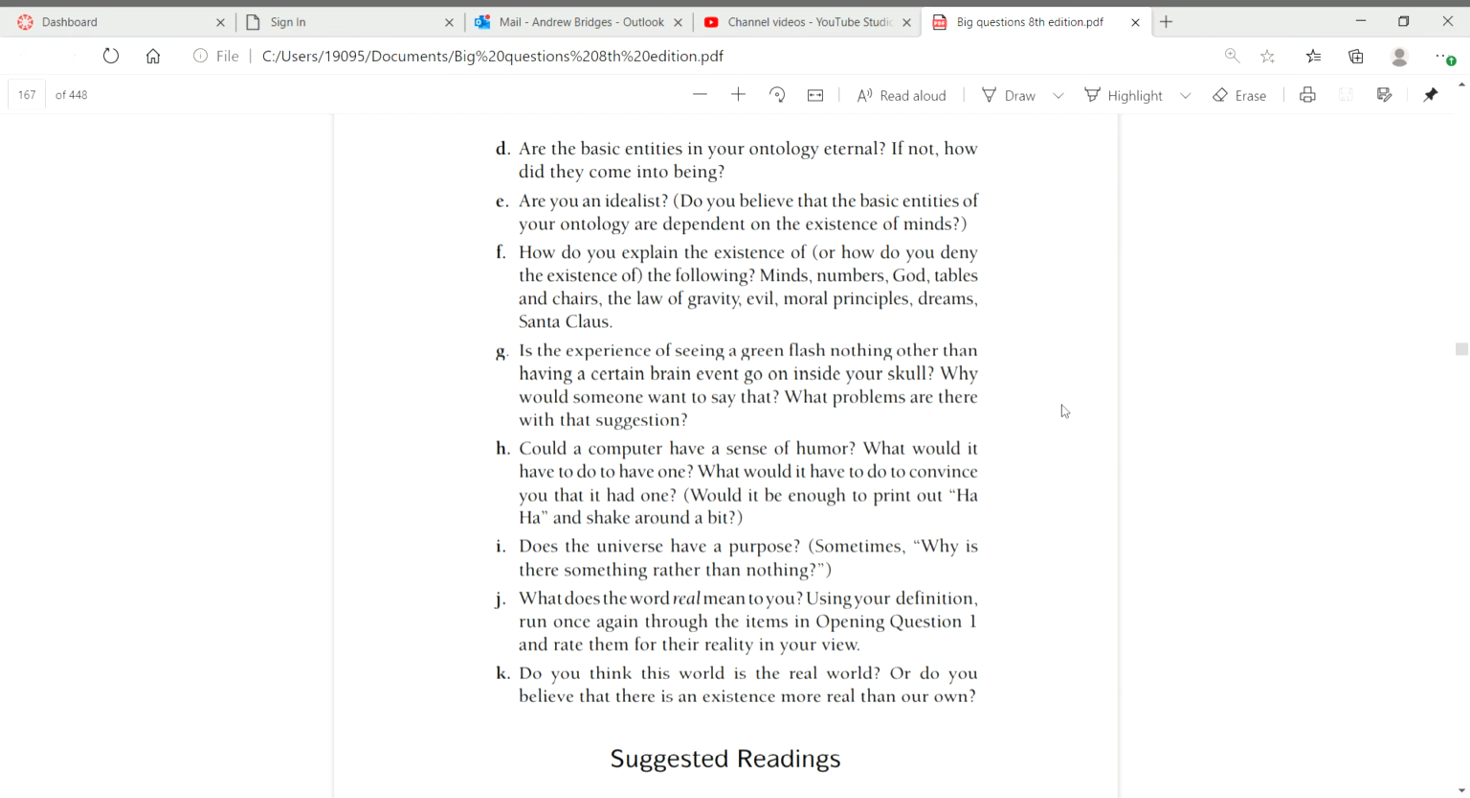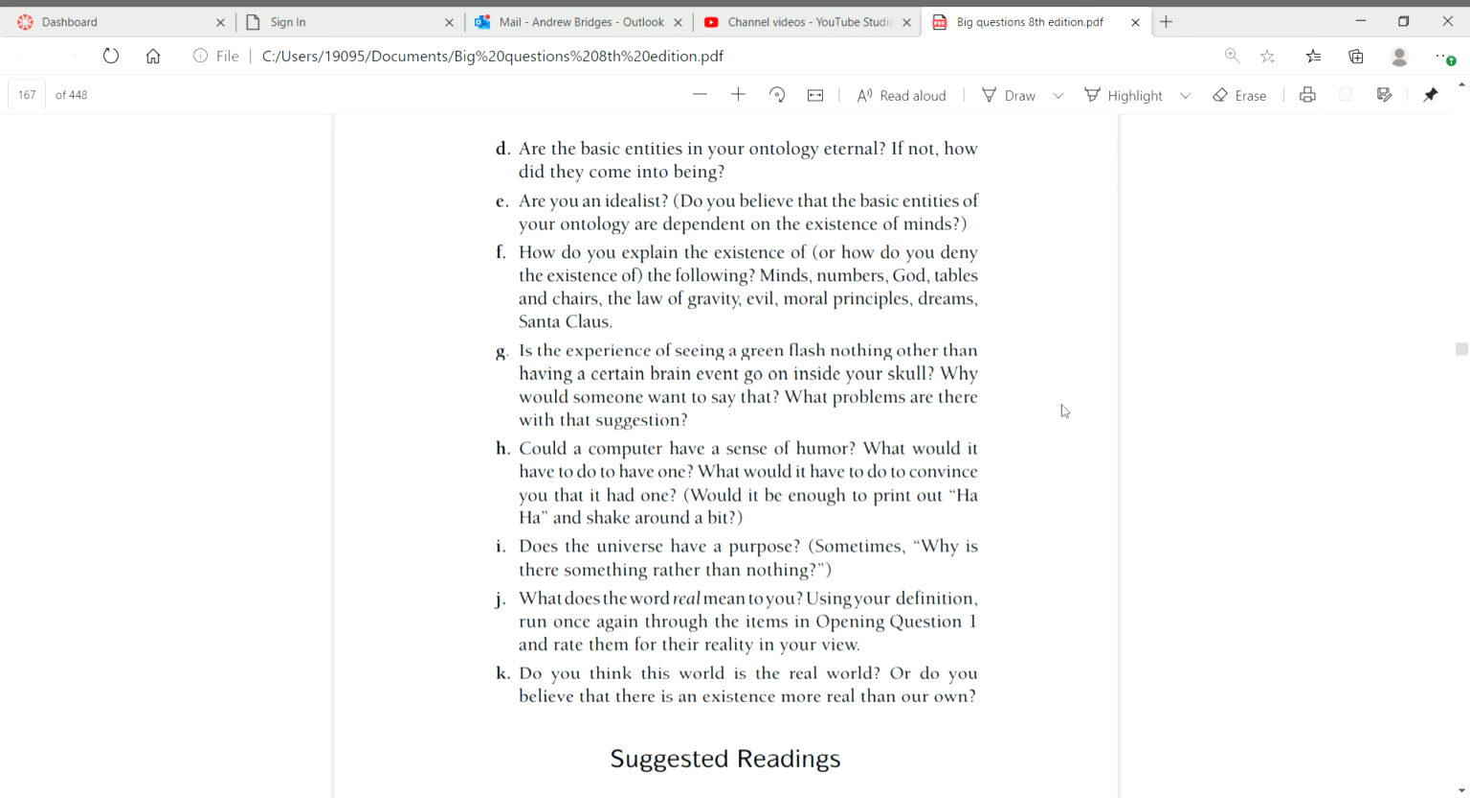What does the word real mean to you? Using your definition, run once again through the items in opening question 1 and rate them for their reality in your view. I'm just going to read that again. What does the word real mean to you? Using your definition, run once again through the items in opening question 1 and rate them for their reality in your view. You've already done that, but just sort of reflect on it.